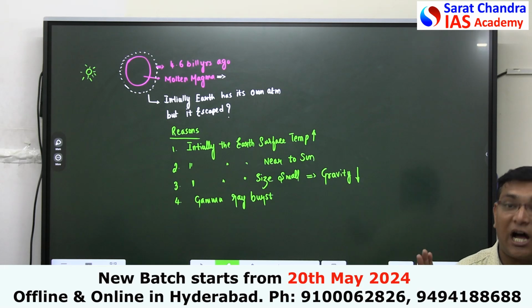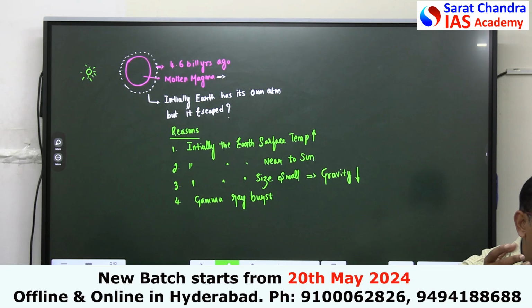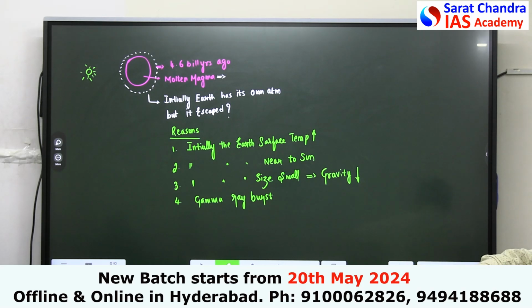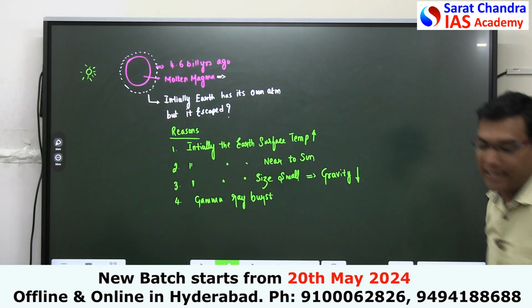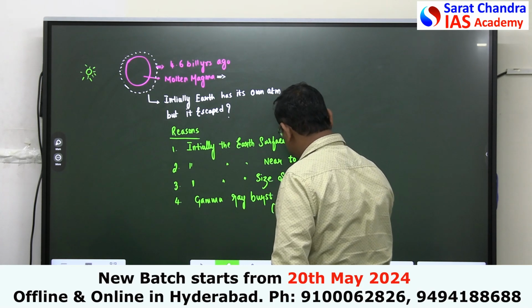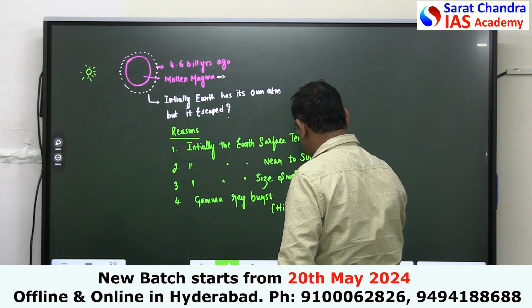Whenever large bodies collide, the energy or waves traveling from them will destroy the atmosphere near to them. So this event would have taken place at that time. This is called a gamma ray burst. Clear? It is a high energy event.